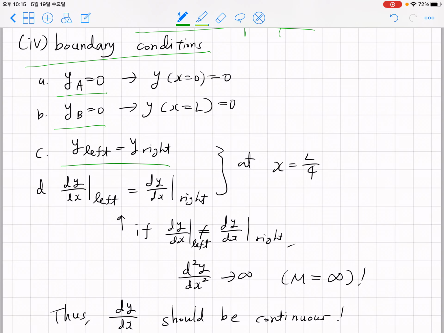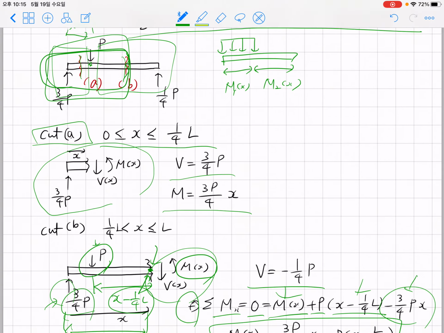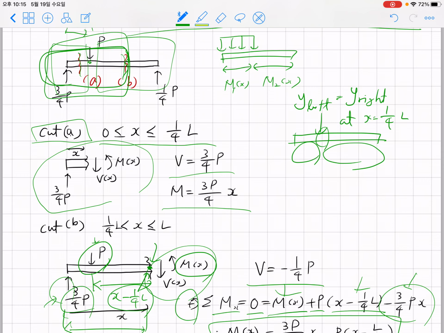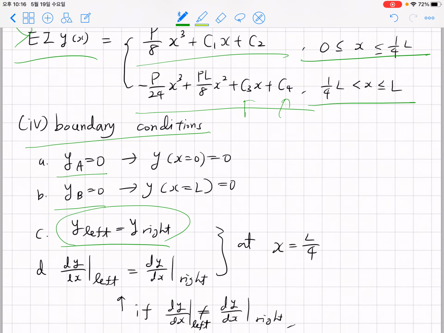And then you can consider a third boundary condition, because you are considering a beam deflection. You don't consider beam breakage and beam disconnection. Even though we have 2 different expressions for the first and second region, the beam does not break. So y left and y right should be the same at the x equals 1/4 L point. Even though the analytical expressions for the left side and right side are different, to make this problem physically correct, you have to have the same y at x equals 1/4 L. That's the third boundary condition you can use.